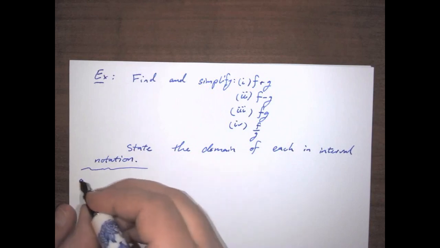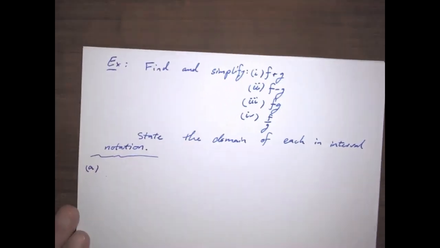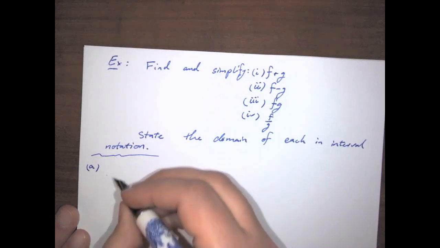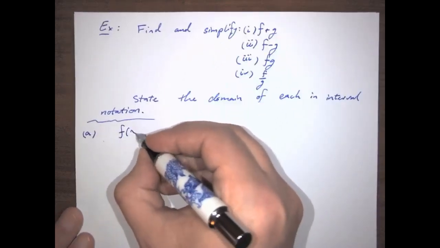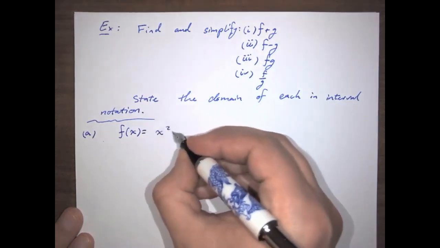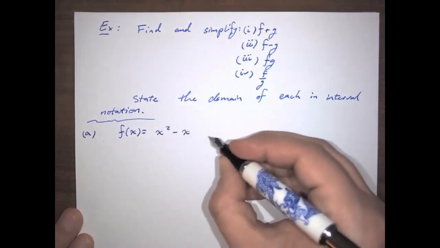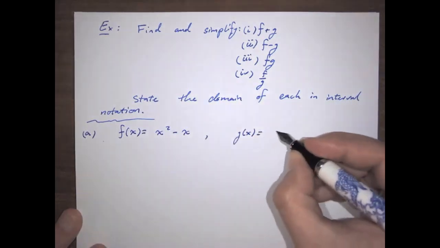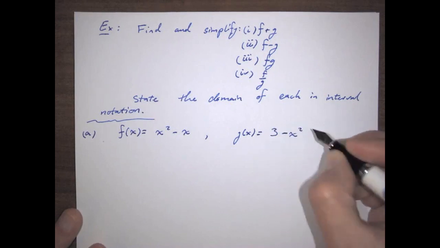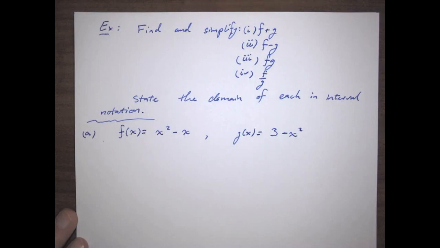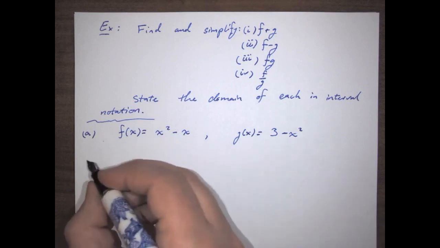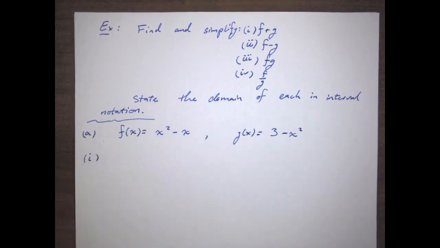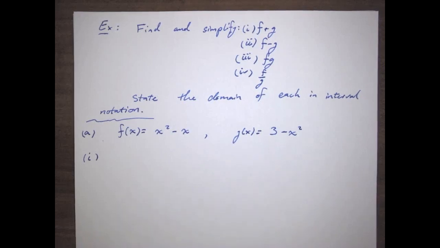And then what's going to happen here is we're going to have different pairs of functions f and g. So to start with, the first of our examples, let's say that f of x is equal to x squared minus x. And then let's say that g of x is equal to 3 minus x squared. Okay. So here we are going to put them together every which way. We're going to add them, subtract them, multiply them, and divide them.